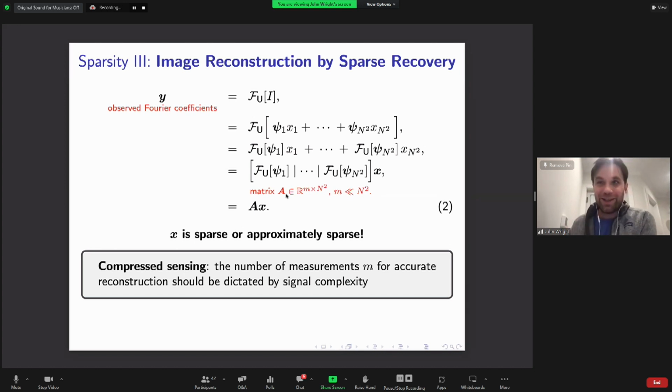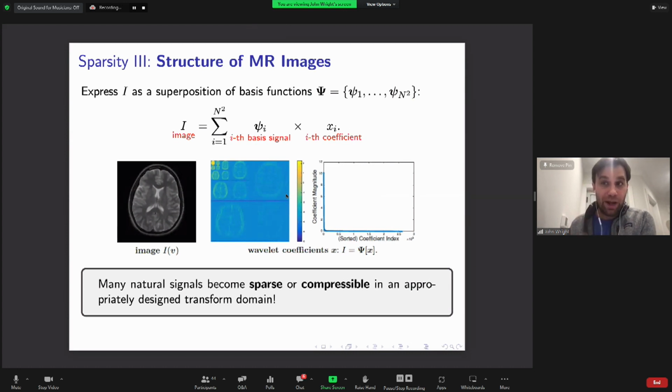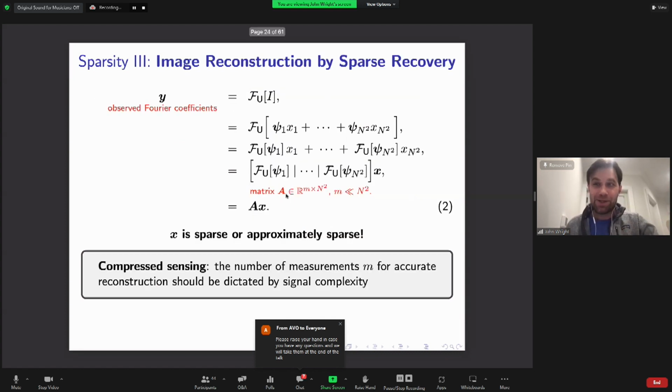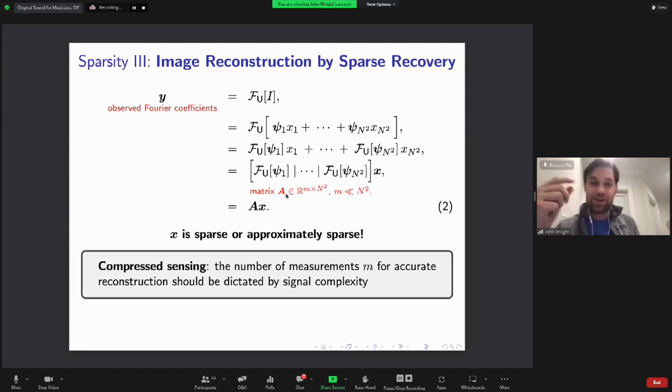The way we would do it is by casting the sparse recovery problem as one of recovering those few important wavelet coefficients from these relatively few Fourier coefficients. So that becomes a linear system of equations. That's our underdetermined linear system. And what we're trying to do is to solve for those wavelet coefficients, that's our x, so that we can reconstruct the picture.